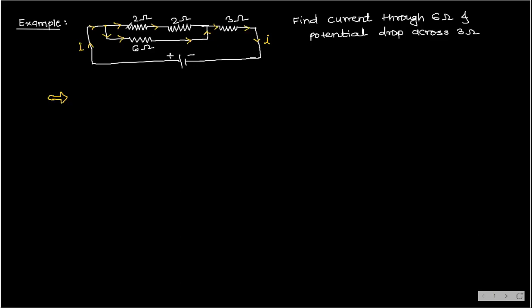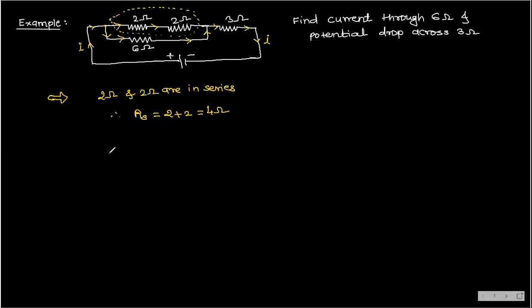First, if you have observed, this branch is in series combination because the same current is flowing through it. So 2 ohm and 2 ohm are in series. Therefore, Rs is equal to 2 plus 2, which is equal to 4 ohm. Okay, understood, 2 plus 2 is 4 ohm.